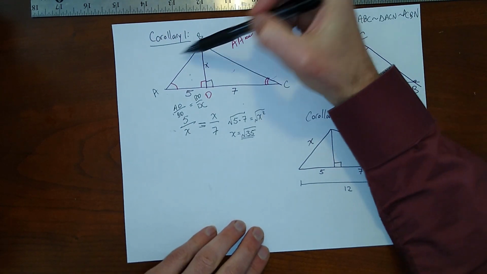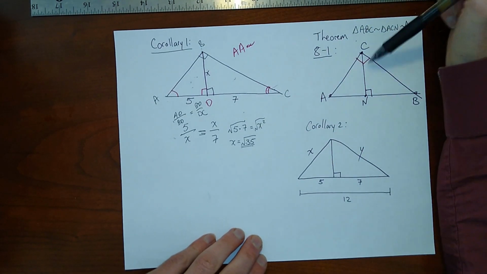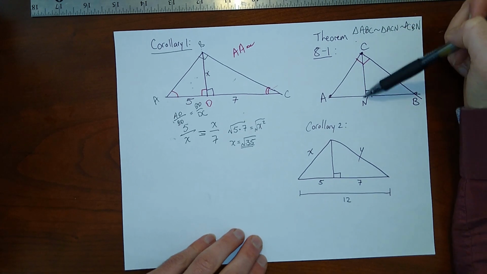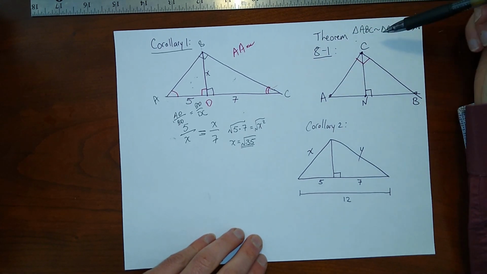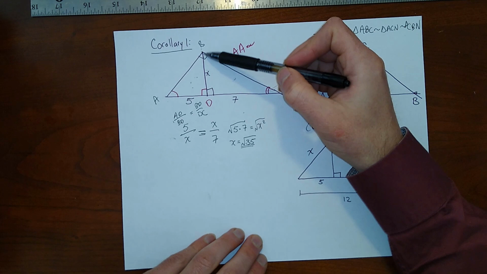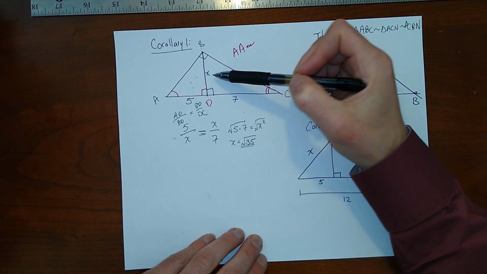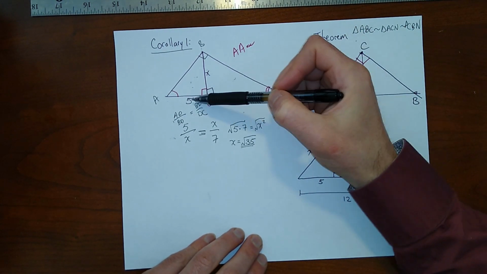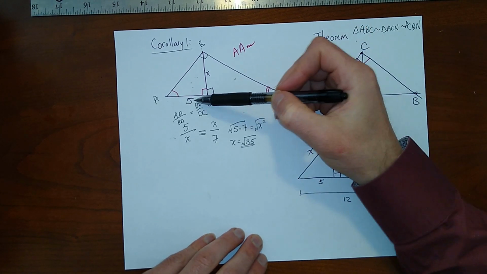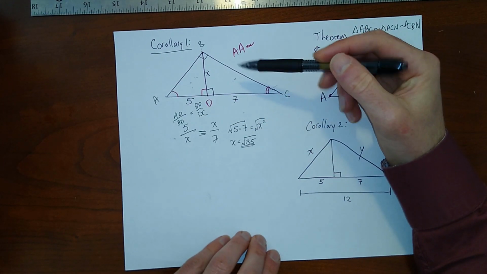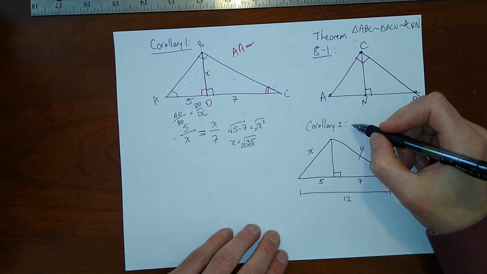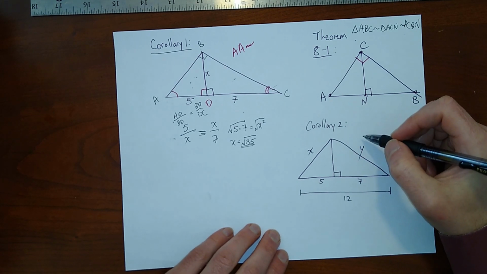And so this is what the corollary is saying: this will always be the case when I have a right triangle with an altitude going to the hypotenuse and dividing it into three similar triangles, that the length of that altitude is always going to be the geometric mean between these two segment lengths of the hypotenuse. Okay, and then there's a second corollary that also uses the geometric mean.